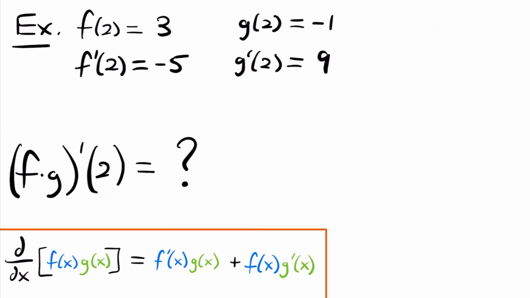So our next one's a little bit different. This is something that we haven't really seen before. What if we were given these values, right, where f of 2 is equal to 3, f prime of 2 is equal to -5, g of 2 is equal to -1, and g prime of 2 is equal to 9. What if we were given these values and then asked to find the product rule or the derivative of these two functions multiplied together at that value of 2, right? We don't even know what the functions are in this case. We just know their evaluations at the value of 2.